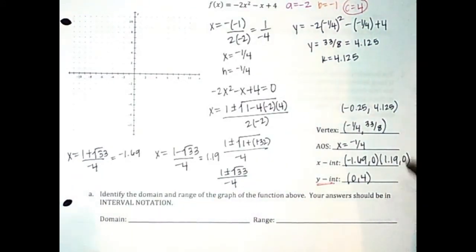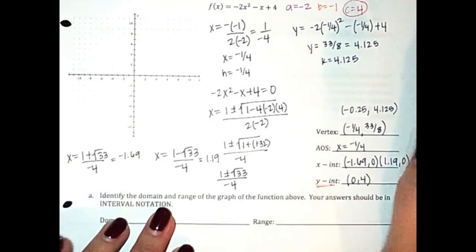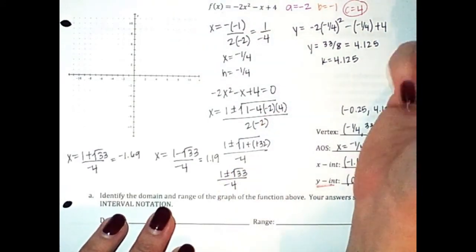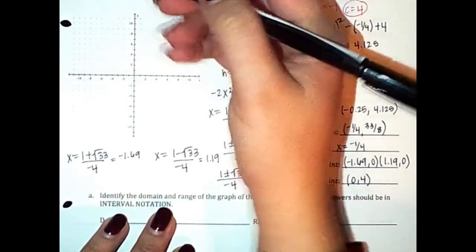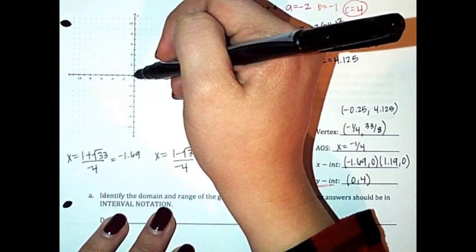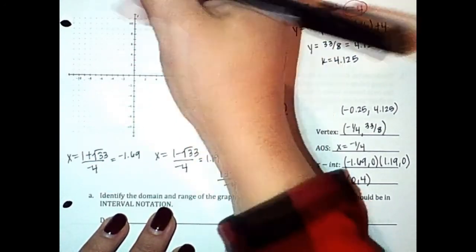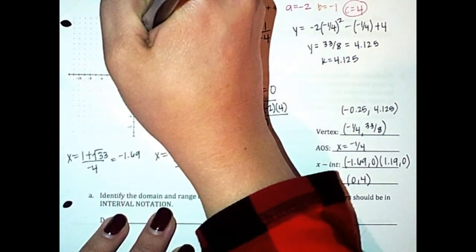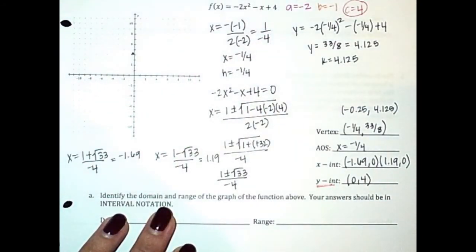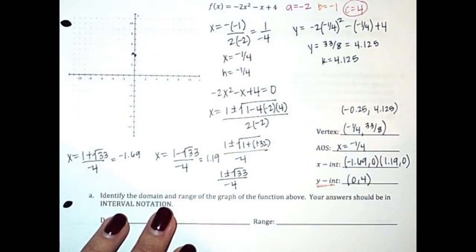So now we have everything and we can start to graph. So my vertex is probably the first point I'm always going to graph. It's at negative 1/4 and 4.125. So I know I don't obviously have a quarter marked in here, so what I'm just going to do is kind of go over a little bit and up to 4.125, just above 4. My y-intercept is at 4, which really doesn't give us any points. Awesome. And then I'm going to plot my other points.